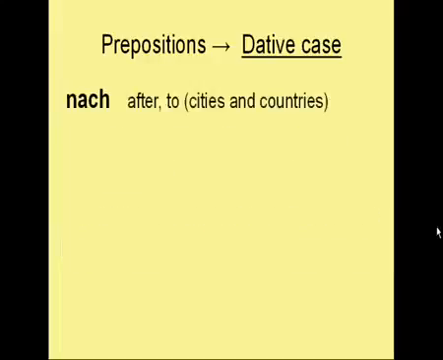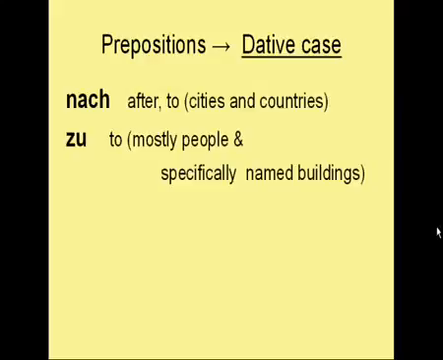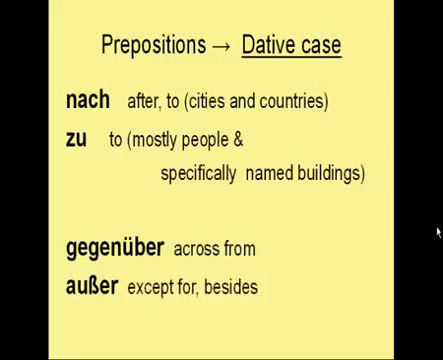Nach, after or to, when you are talking about cities or countries. Zu, to, which you use mostly when you are talking about people or specifically named buildings. Gegenüber, across from. Außer, except for, besides.